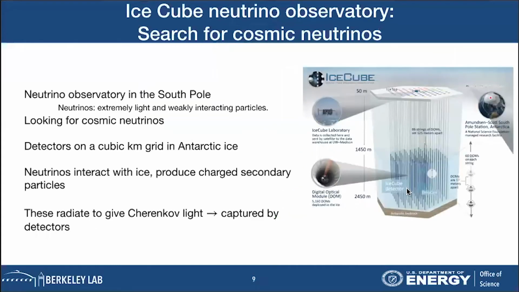Having discussed CNNs and the method we're going to use, now I want to discuss the first data set that we used, and that is from the IceCube experiment, which is a neutrino observatory based in the South Pole. It is searching for cosmic neutrinos, and neutrinos are extremely light and weakly interacting particles that bombard the Earth.